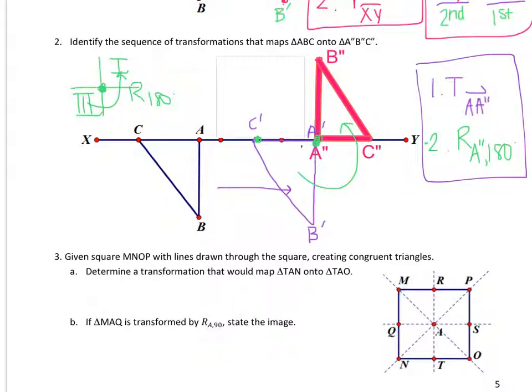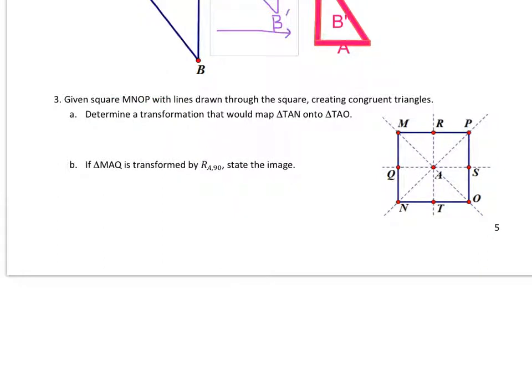In example 3, we are given square MNOP, where lines are drawn through the square in order to create congruent triangles. Our first step is to determine a transformation that would map triangle TAN onto triangle TAO. So here it looks as though T and A stay in the same position, but N gets mapped over here onto O. And so this to me is a reflection, and then I have to decide what I'm reflecting over. What is the consistent line that stays the same?